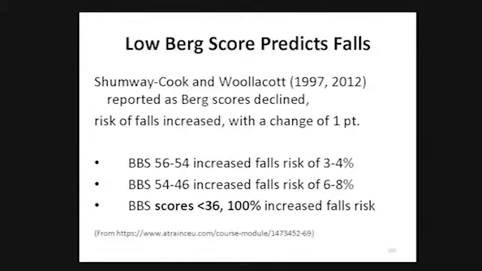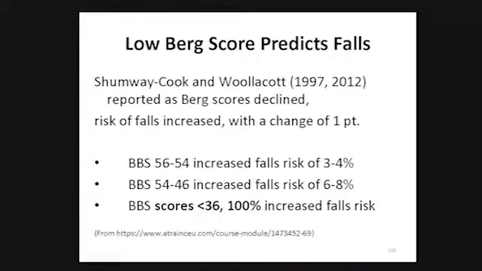So low Burke score predicts falls. Shumway-Cook and Wilcott. Lots of studies done over the years by these researchers. As the Burke scores declined, risk of falls increased. And it gives you percent. The high Burke score, 56 to 54, even with a normal score, there's a risk of falling of 3 to 4%. Okay, so normal people have a risk of falling of 3 to 4%.